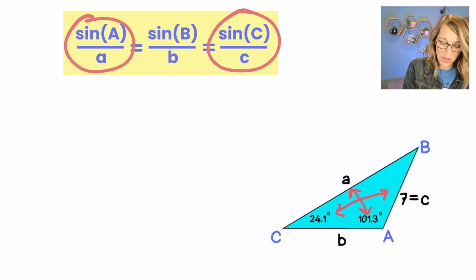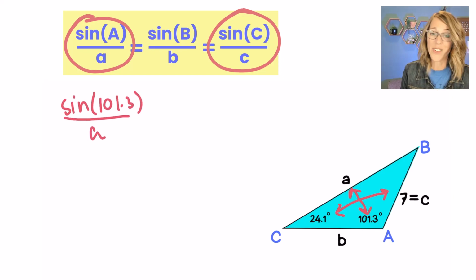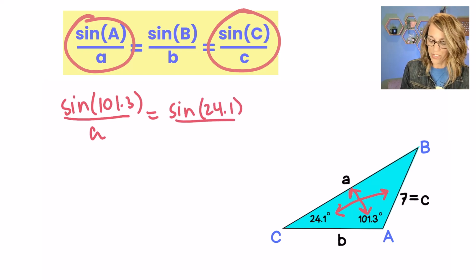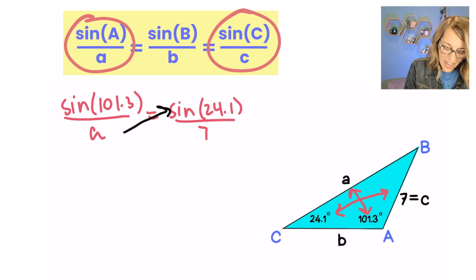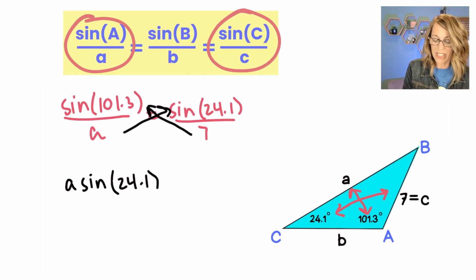Let's put that together. So I'm going to have the sine of A, which is the sine of 101.3, divided by side A, I do not know that length, so I'm just going to put an A there, is equal to the sine of, now let's do C. Angle C is 24.1. And side C, I also knew side C is equal to 7. Now I'm going to go ahead and do some cross multiplication here. So on one side, I get A times the sine of 24.1. On the other side of that equals, I'm going to multiply 7 times sine of 101.3.